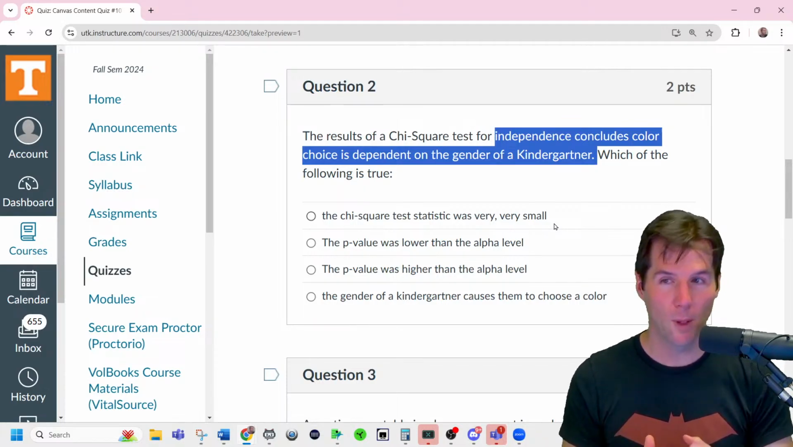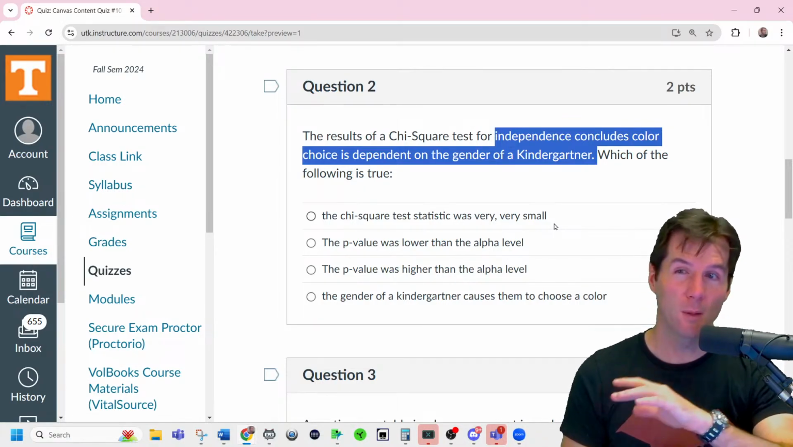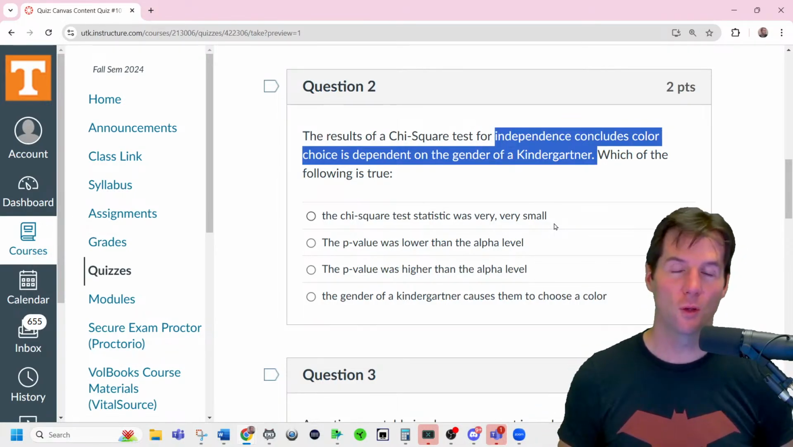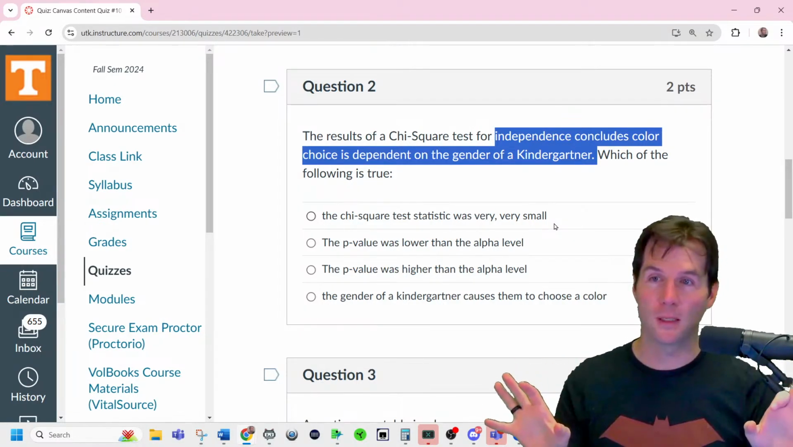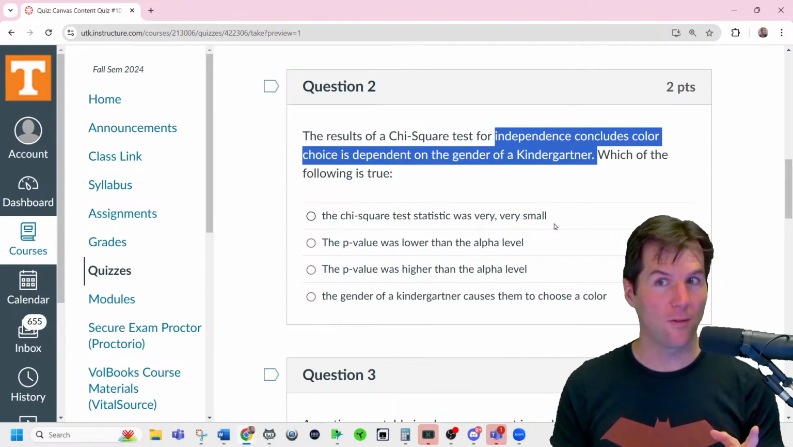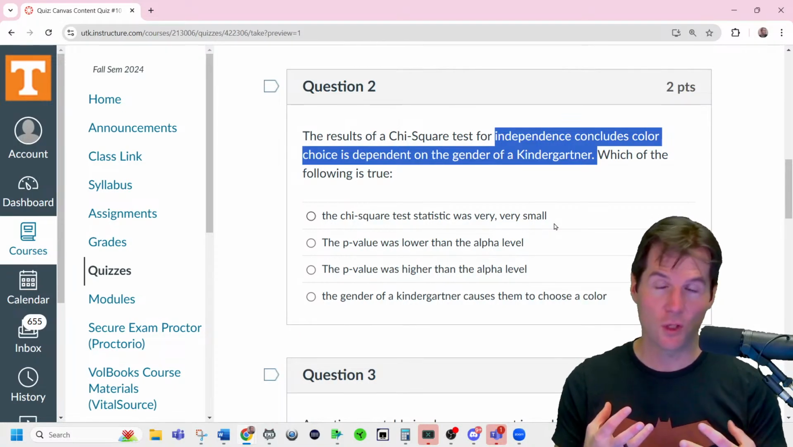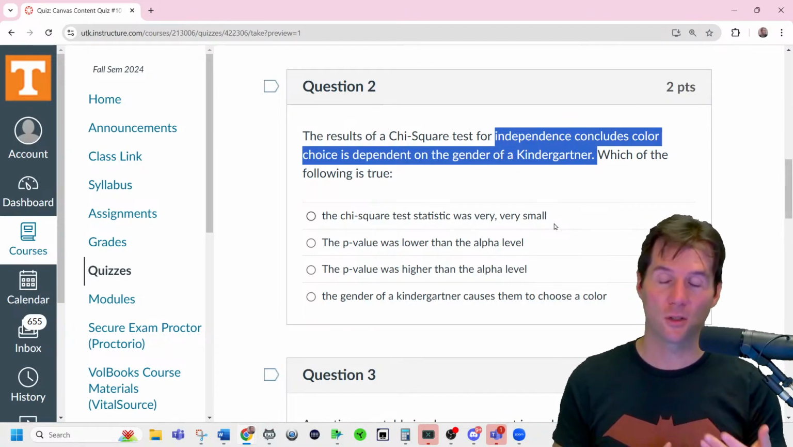So the null, remember, for chi-squared is always blank and blank are independent. So the null hypothesis would be that the gender of a child and their color choice are independent. The alternative, which we need evidence for, is that gender is associated or dependent on a child's gender.